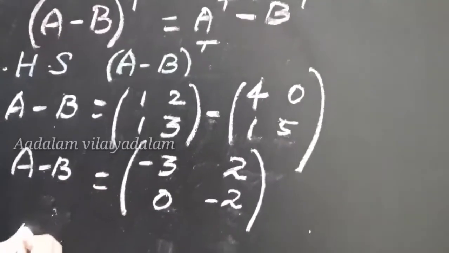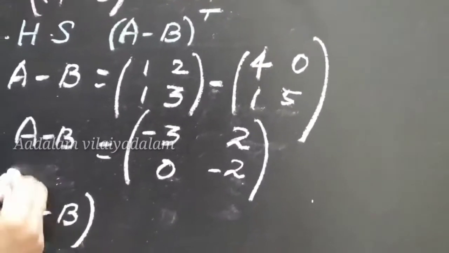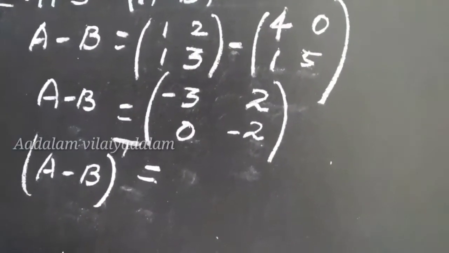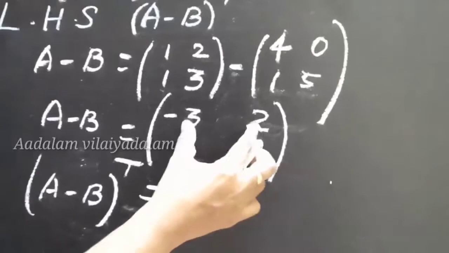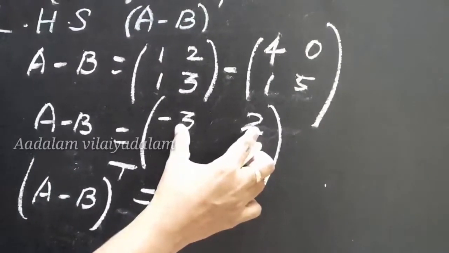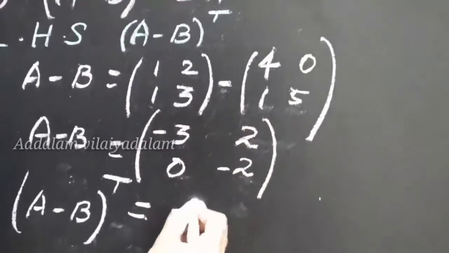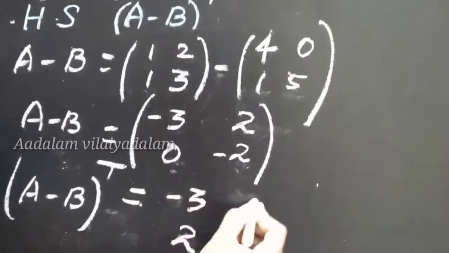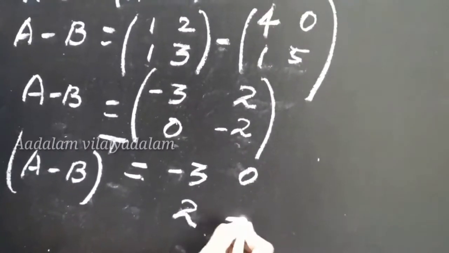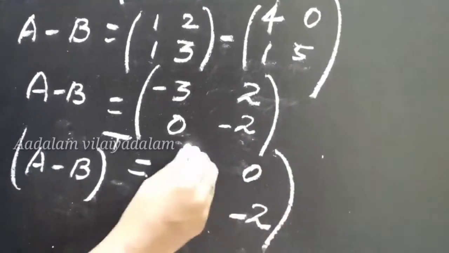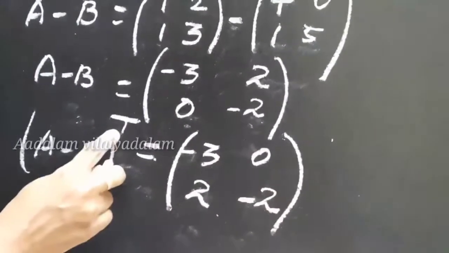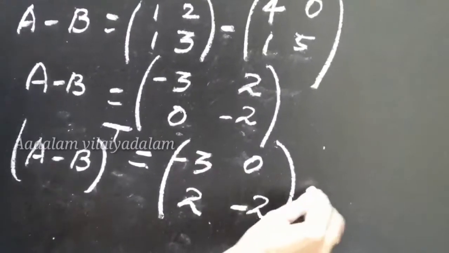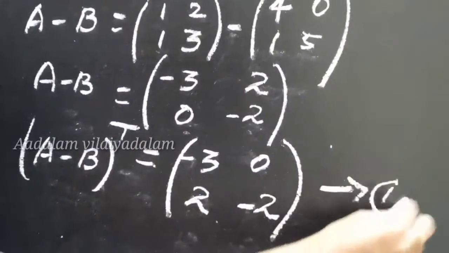So A minus B the whole transpose. Transpose means we have to change the row into column only here. So minus 3, 2 is the row only. Just consider it as a column here: minus 3, 2; 0, minus 2. Just interchange the row and the column. So A minus B, the whole transpose value is minus 3, 0, 2, minus 2. So this is equation number 1.